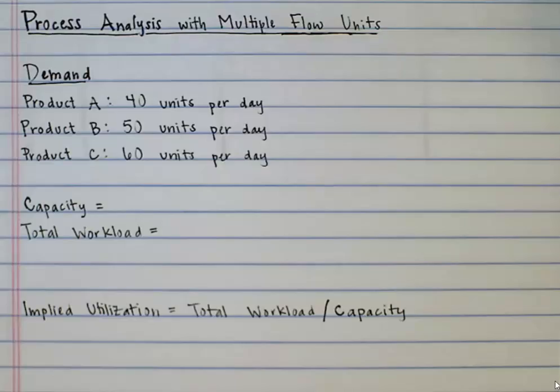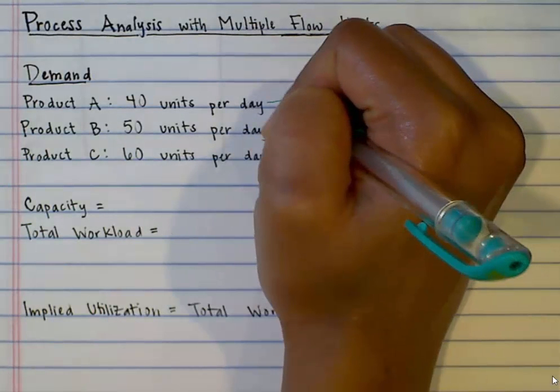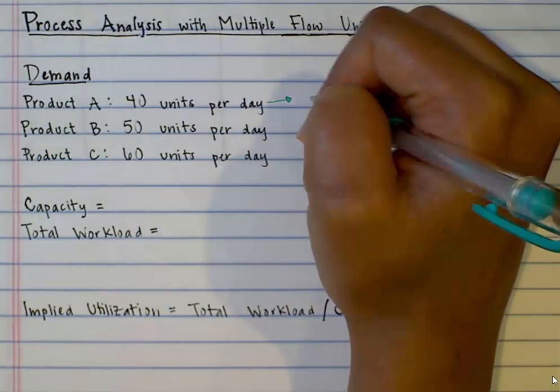This is the Process Analysis with Multiple Flow Units question for the Process Analysis Module practice problems. There are 3 products produced by 5 resources, and each resource works 8 hours per day. Product A has a demand of 40 units per day.